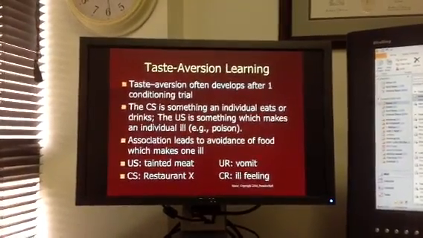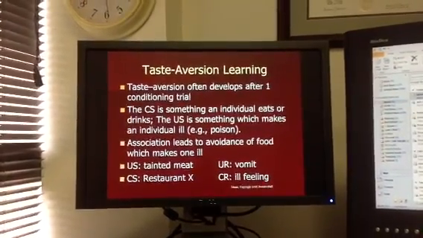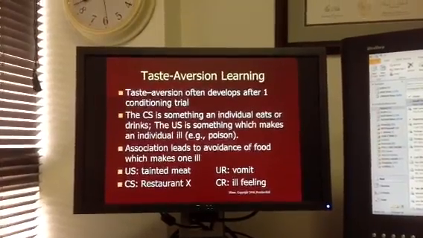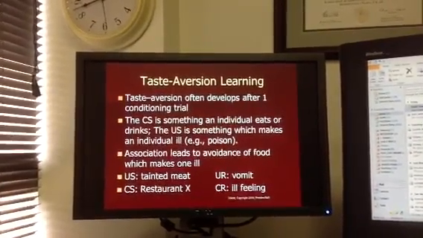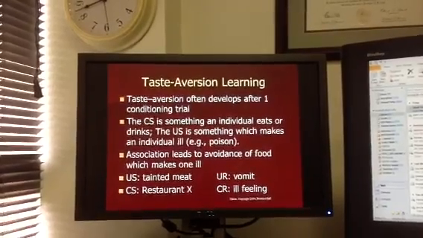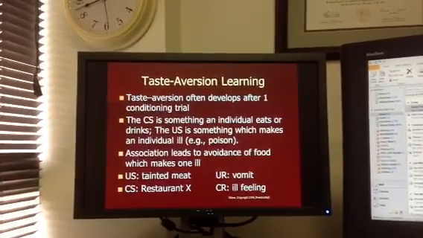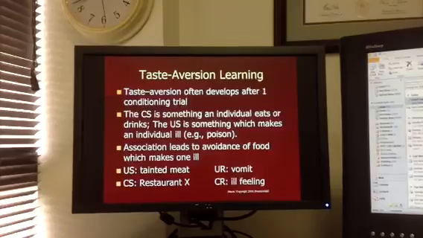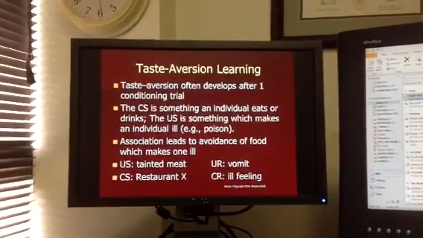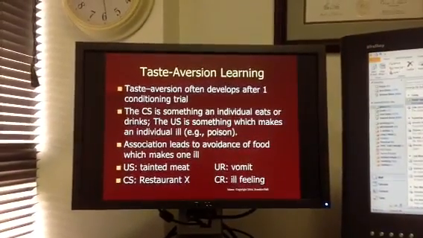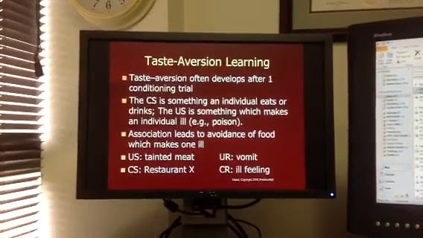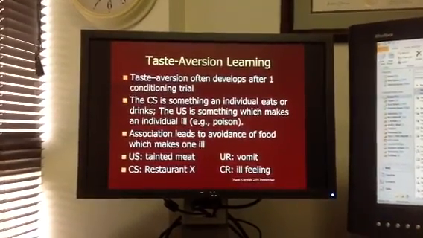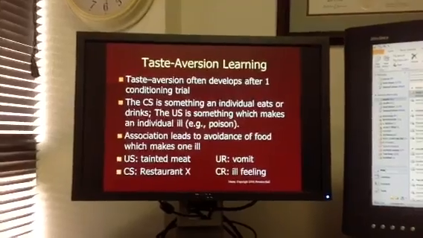Taste aversion learning is something we've all unfortunately probably had some kind of experience with. Have you ever gone to a restaurant and then a couple hours after you ate there, you come home and you're feeling really sick and you think you might have gotten food poisoning there, and then you feel like you never ever want to eat at that restaurant again? What has happened to you is we call taste aversion learning. It's actually classical conditioning at work here.